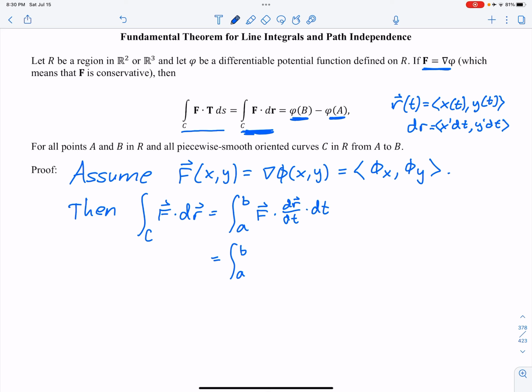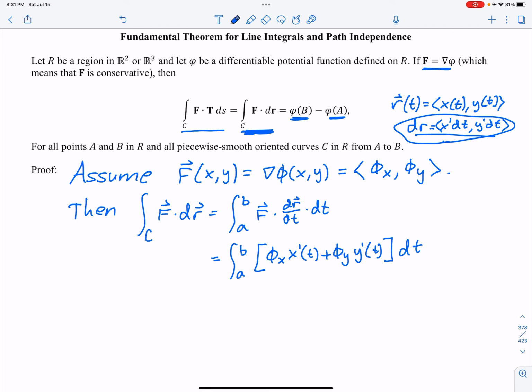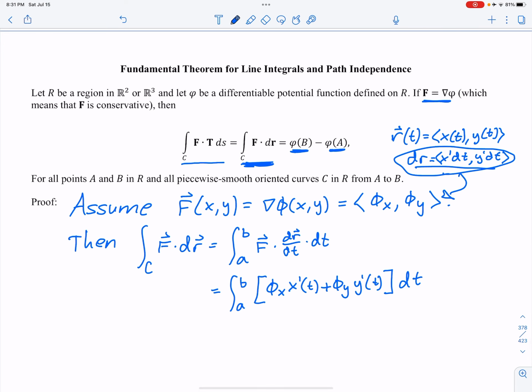So what we're going to do now is rewrite this as the partial of phi with respect to x times x prime of t, plus the partial of phi with respect to y times y prime of t, and then this is our dt. Since we're dotting F and dr, dr is this vector, and we were just dotting that with F, which we defined right here.